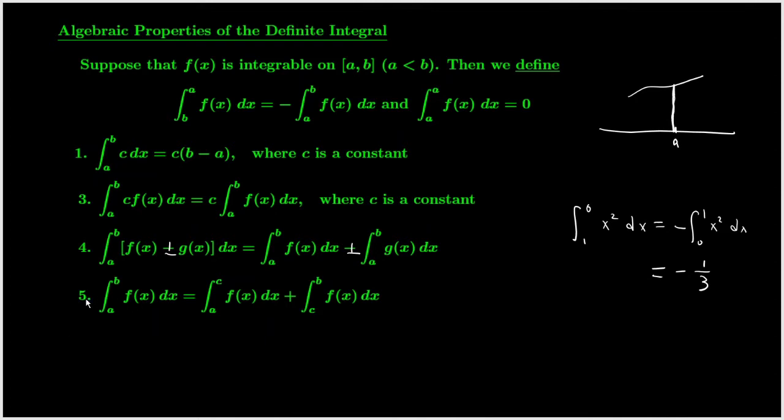We'll only illustrate property number 5 using one special case. The special case is when A is less than B and C is in between A and B, and we also assume the function is positive or non-negative. If you have a function that is non-negative and continuous on the interval from A to B, then the left-hand side, the definite integral of the function from A to B, geometrically is the area under the graph of the function from A to B.